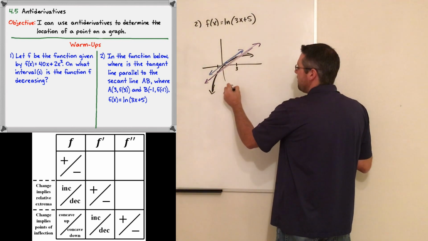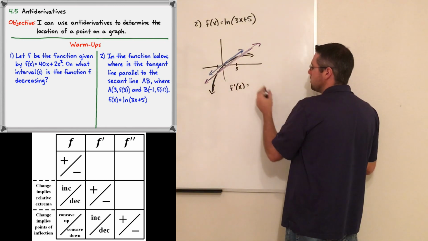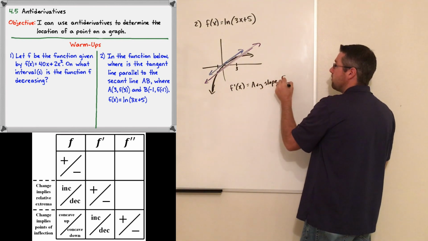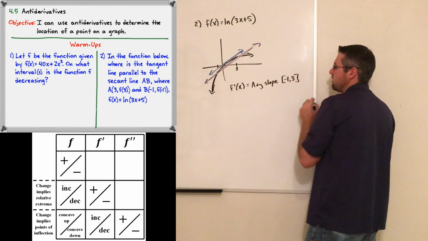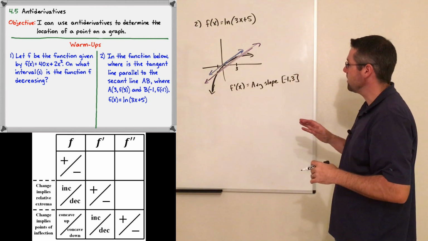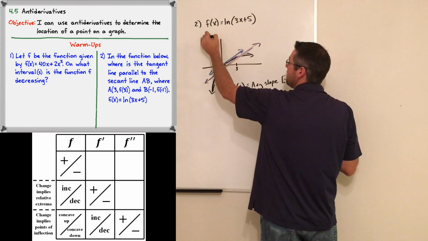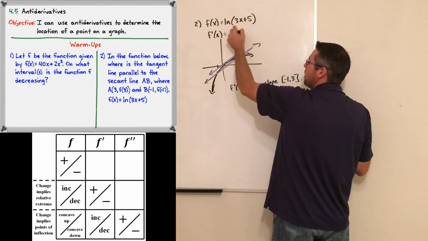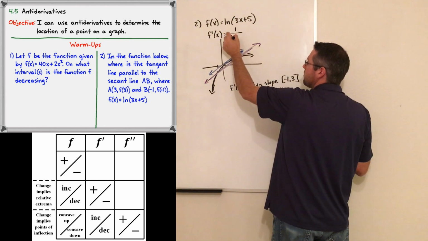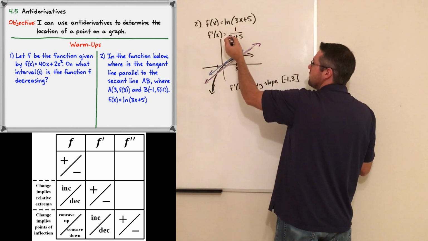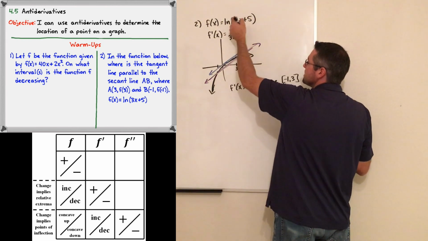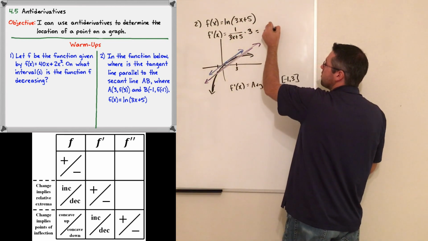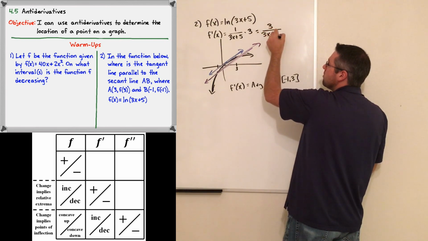Therefore, we know that f prime of x is going to equal the average slope over this interval, -1 to 3, for some value, and that's exactly what we're looking for here. So the first thing we want to do is take f prime of x. The derivative of natural log of something is 1 over that something, so it's 1 over 3x plus 5, and then we have to apply the chain rule, so it'll be times the derivative of the inside thing. The derivative of 3x plus 5 is just 3.